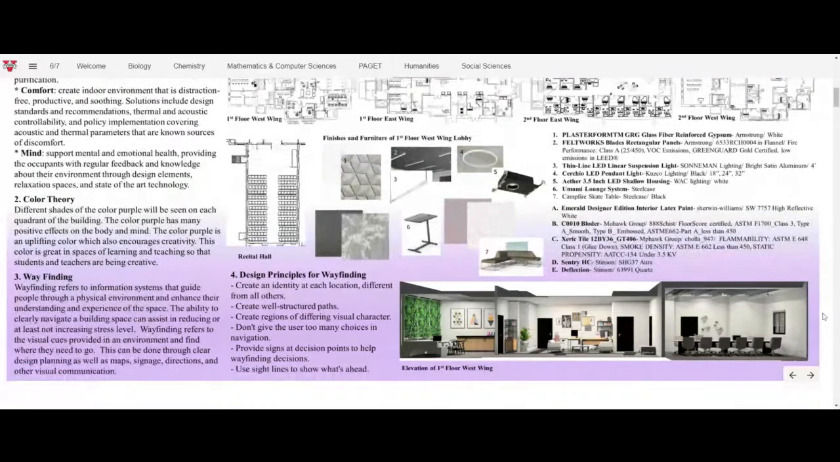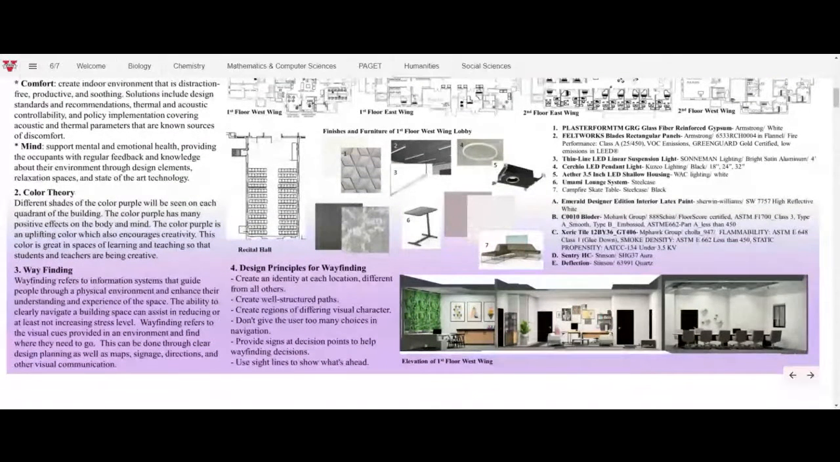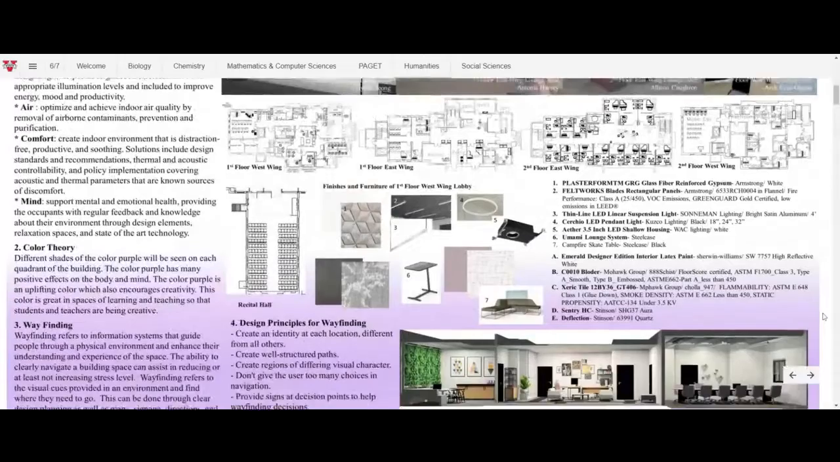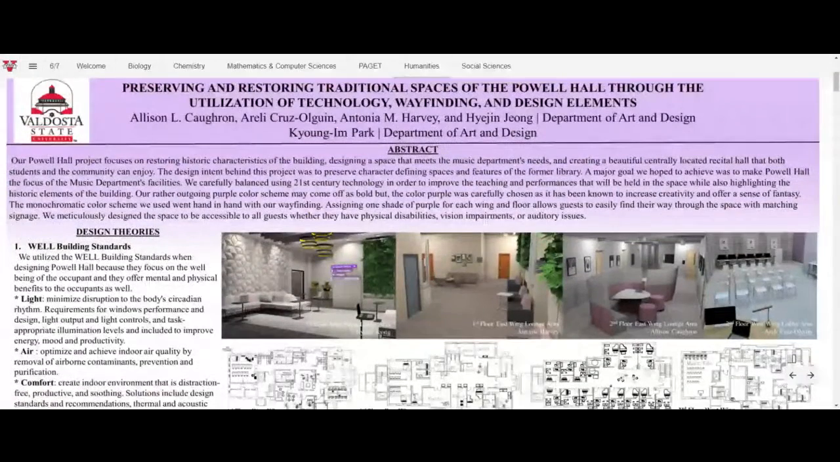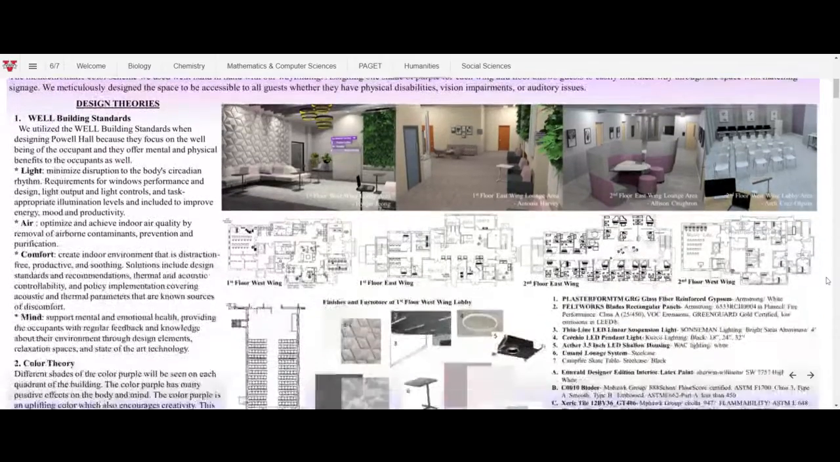Based on our research, we created some examples for the music department. If you see the top pictures, those four pictures are the lobby area and also classrooms for the music department. And in this space, we use design elements such as geometric design, sustainable design, and wayfinding.